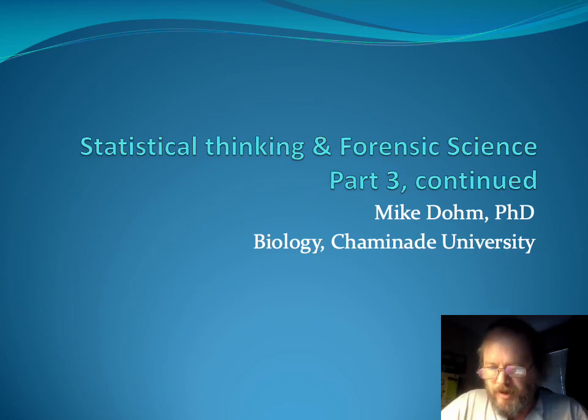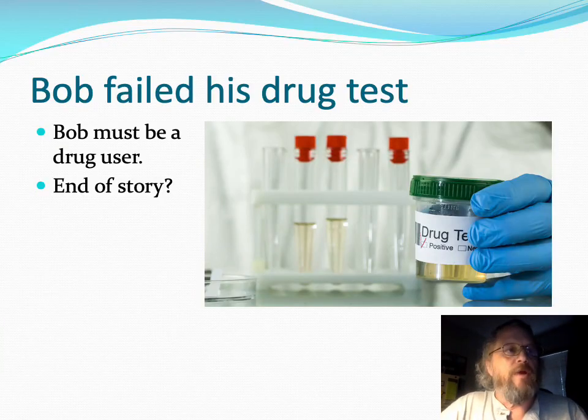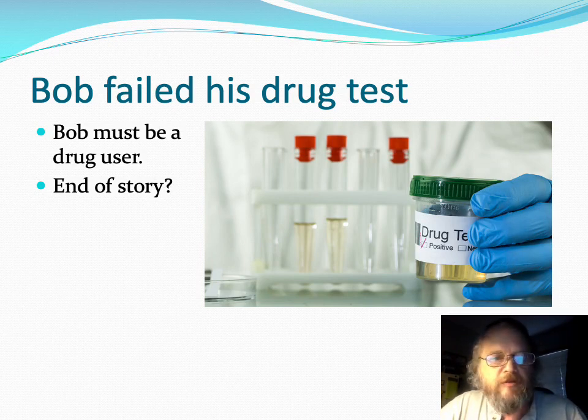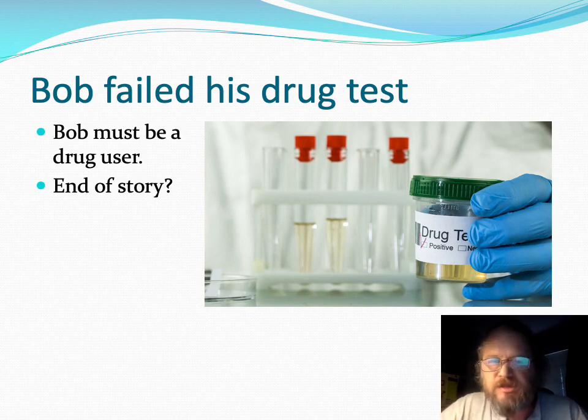Okay, let's start up again. So what we had left off with is Bob's failed his drug test. So Bob must be a drug user, right? End of story.